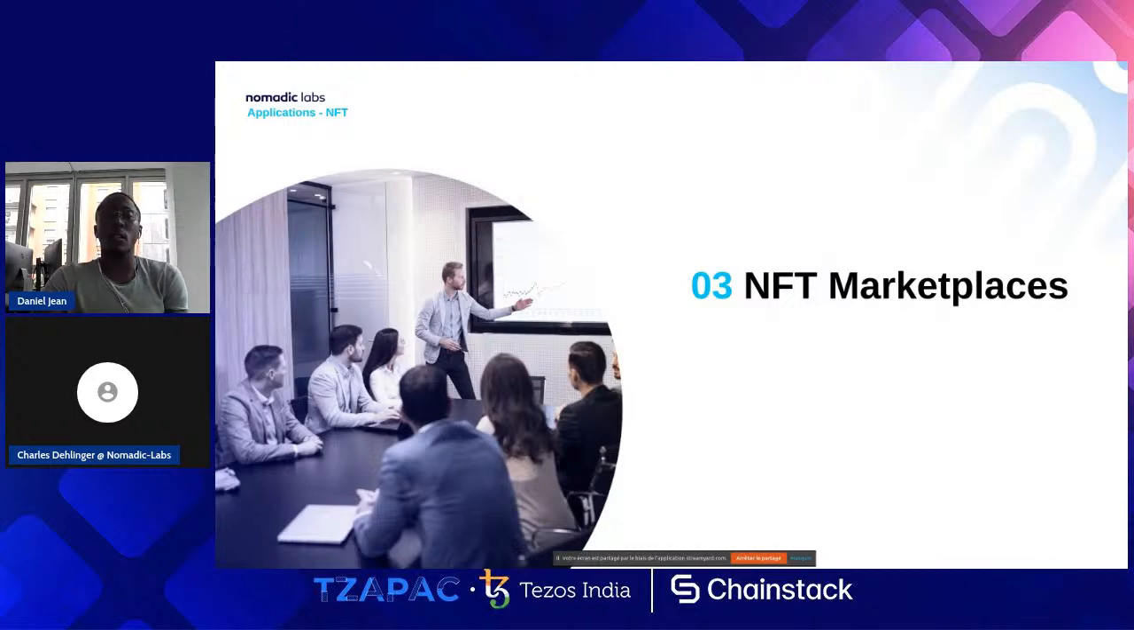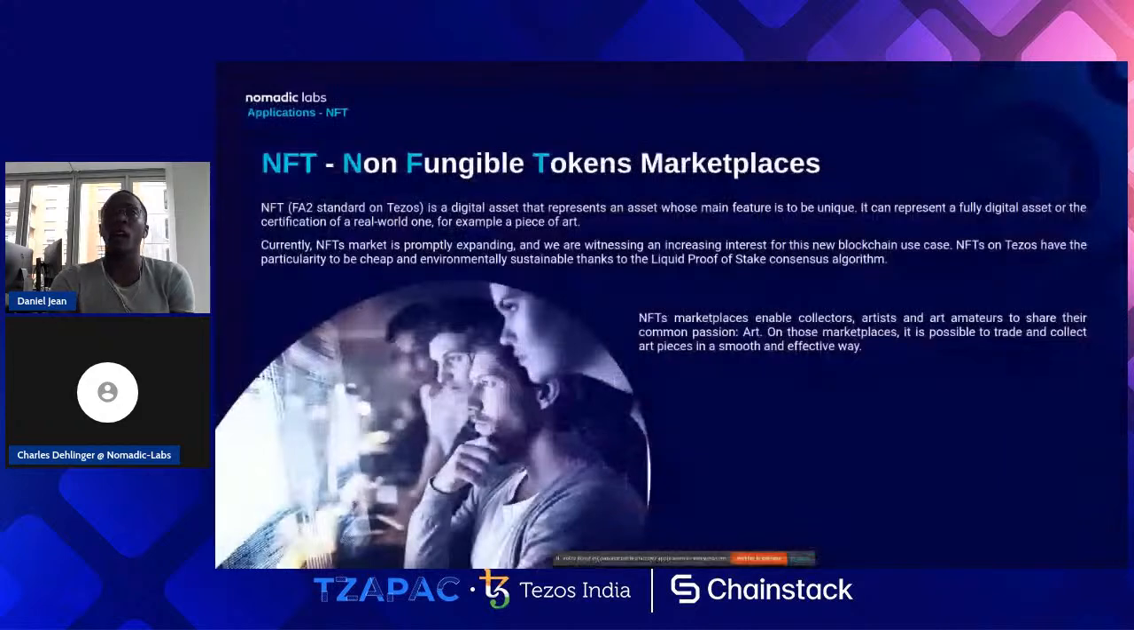Okay, so now let's talk about NFT marketplaces. NFT marketplaces are non-fungible token marketplaces where people can exchange, for example, art pieces. We have seen a great interest in these marketplaces now. On these places, you can, for example, buy, sell and collect artworks. It is promptly expanding on the Tezos network, and many marketplaces are emerging monthly.